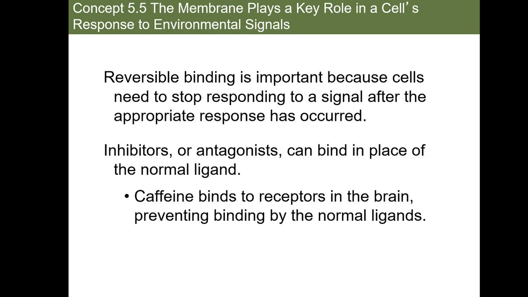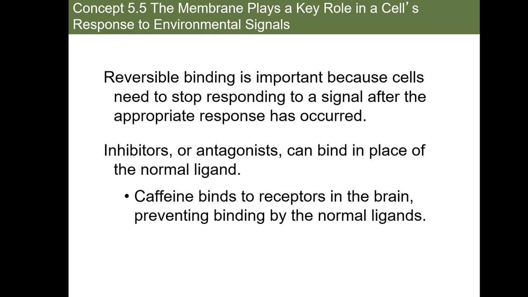So reversible binding is important because cells need to stop responding to a signal after the appropriate response has occurred. Inhibitors or antagonists can bind in place of the normal ligand.